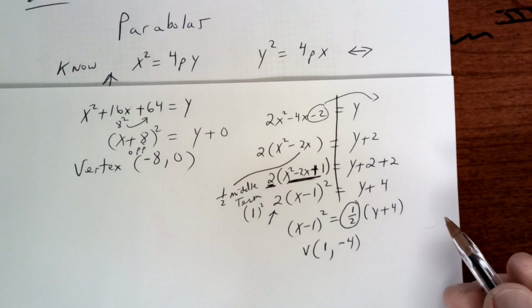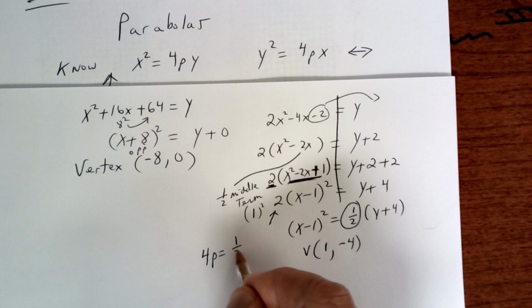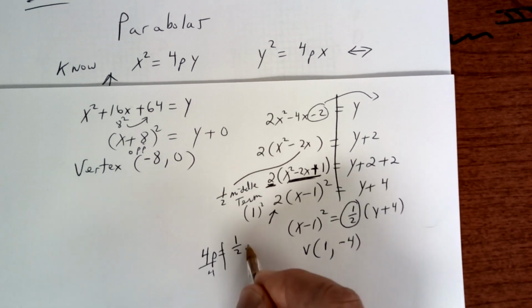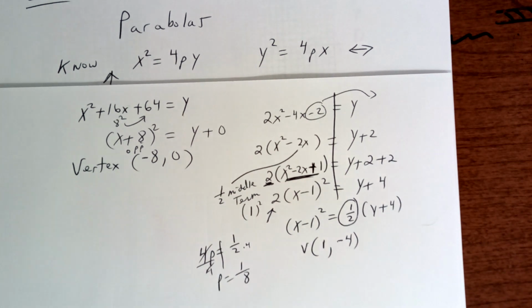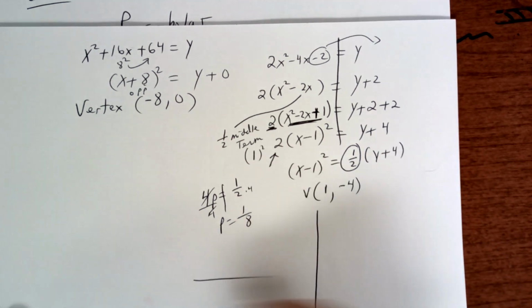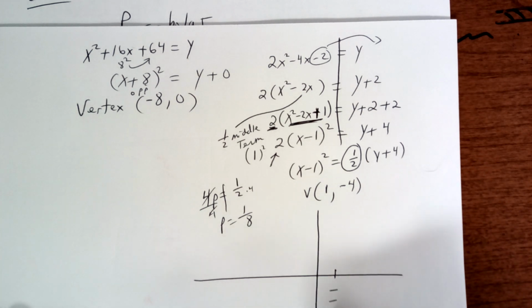So you're going to say 4p is equal to 1/2. And then you're going to divide by 4. When you divide by 4, what you're going to end up with is p is equal to 1/8. So you get p is equal to 1/8. That's your p-value. Okay, so let's see how this looks here. The vertex is over 1, but down 4. Copy that down. That's your vertex.